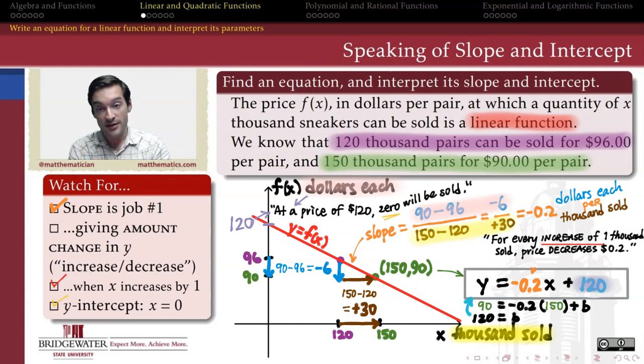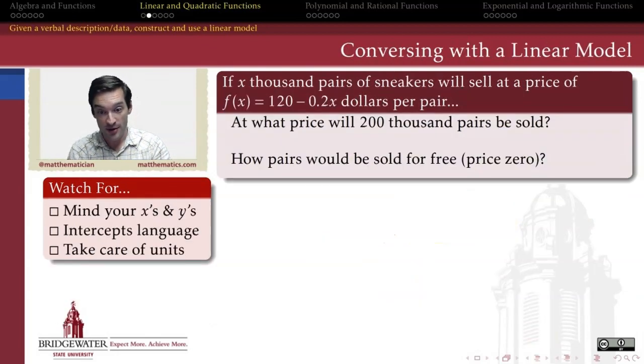As always, the y-intercept of this relationship is the value of y when x is equal to 0, which in context here tells us that 0 pairs of shoes will sell if the price of shoes is set at $120 a piece.